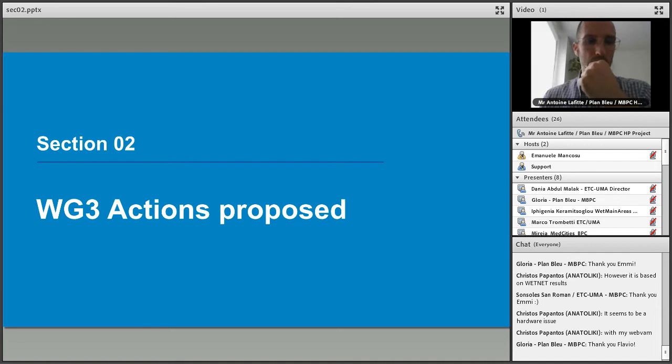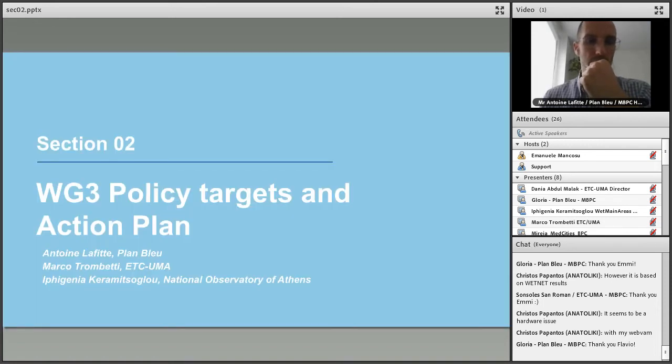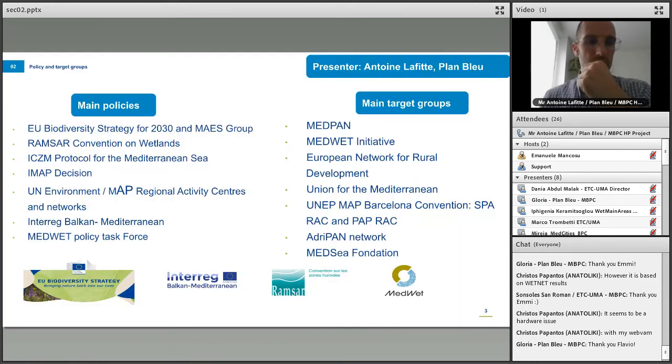So this section 2 will focus on the actions proposed, and we will start to present the main policy targets and action plan. The policy targets have been already presented in detail by my colleague Dania, the lead partner, but within the activity of the second phase of the Mediterranean Biodiversity Protection Community project, Working Group 3 will pursue transferring and capitalization action focusing on both coastal lagoons and coastal wetlands to further identify, disseminate, and support development of integrated ecosystem monitoring and management settings at the Mediterranean, European, and national levels.